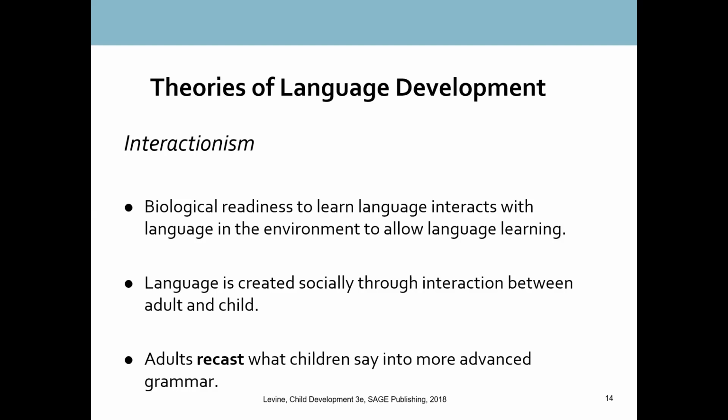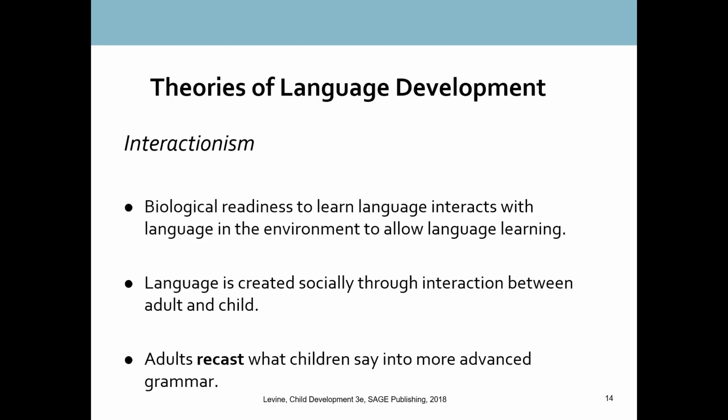They say that there is a biological readiness to learn language. So biological readiness is speaking about the language acquisition device without actually naming it, that we have some kind of built-in biological readiness to learn language. And it interacts with language in the environment, which is what the behaviorists are saying, to allow language learning. So basically, interactionism combines both theories together: we have something built into our brains to respond to language, and we respond to the environment, like how parents or others speak to a child.